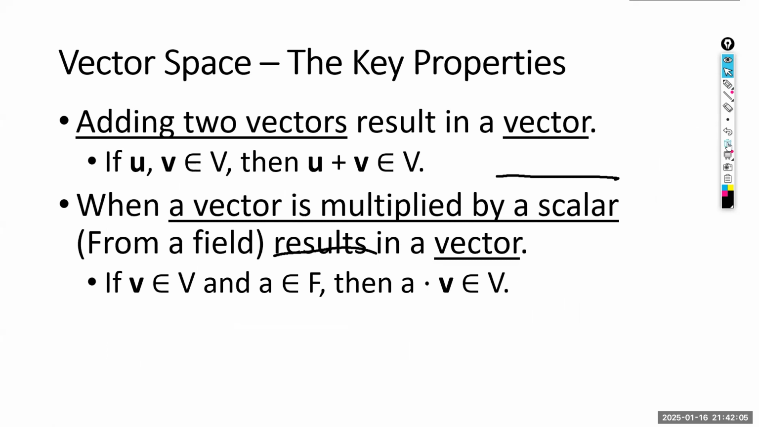So how do you know whether it's a vector? When you add two vectors, you must get a vector. Okay. When you add two vectors, you must get a vector. That is property number one. Okay, satisfied or not.